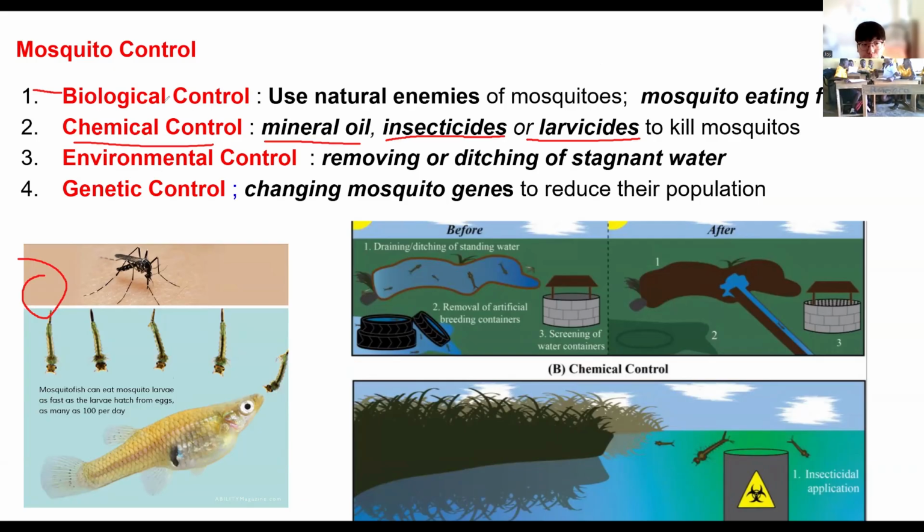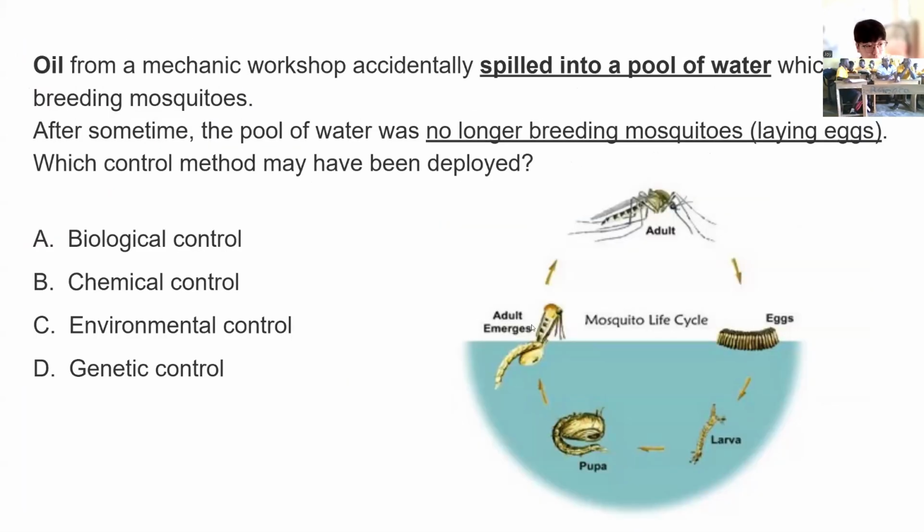Just remember, biological control is by using natural enemies. Chemical control is by using chemicals. Environmental control is by removing habitats. And genetic control is modifying genes to control mosquitoes, to kill mosquitoes.